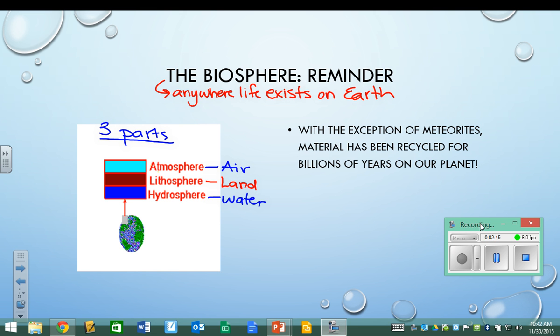The other thing that I want to remind you of is this. Except for meteorites, which is where things from space land on our planet, we have had the same material on our planet for, as far as we can tell, billions of years. So the atmosphere hasn't changed in terms of the actual atoms that are there. Sure, things have changed in terms of what's in the atmosphere as compared to what's in land or what's in water. But the atoms that make up our planet really are not different.